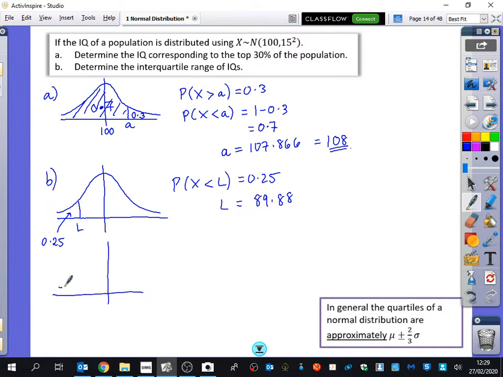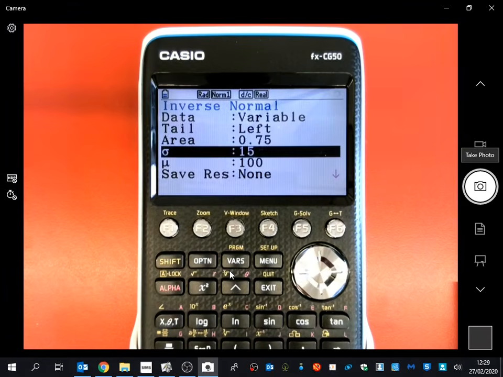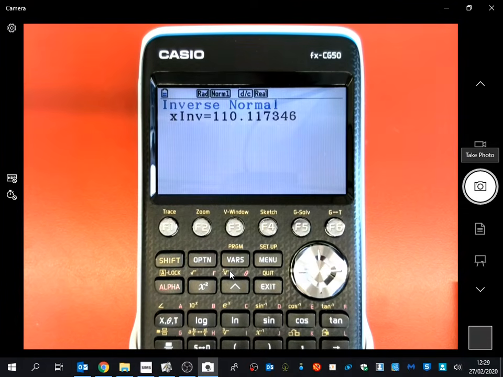The upper quartile, what do you know about the upper quartile? The upper 25%, so how much is below it? 75%. Yep, so there's 75% of the data below it, so this is all 0.75. So the probability that X is less than the upper quartile is 0.75. And so the upper quartile is 110.12.